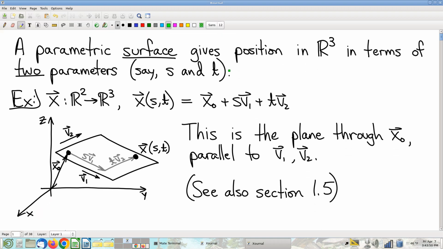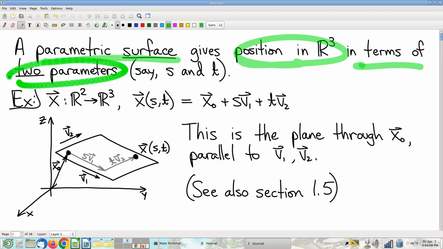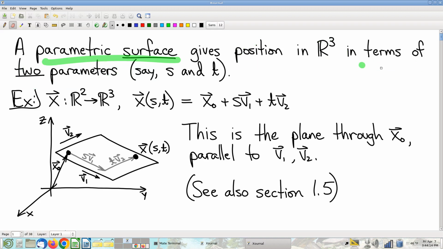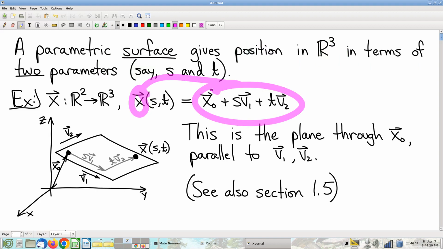First, a broad description. The definition of a parametric surface is very similar to the definition of a parametric curve. Remember, a parametric curve is just position as a function of one parameter. A parametric surface is just position in terms of 2 parameters. That's all it is. So here's an example. We have a formula here for position as a function of 2 parameters, s and t. So this is a parametric surface. Now, what is this a parametric surface of? Well, let's think it through.